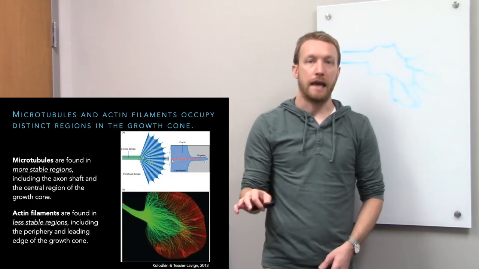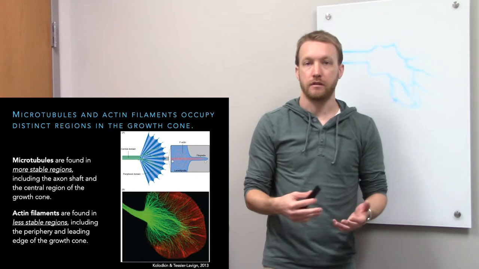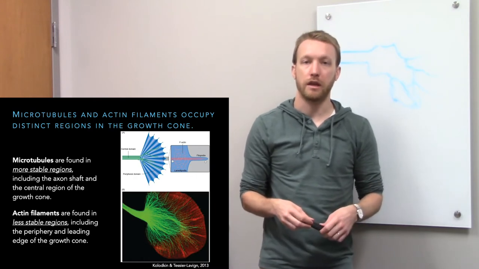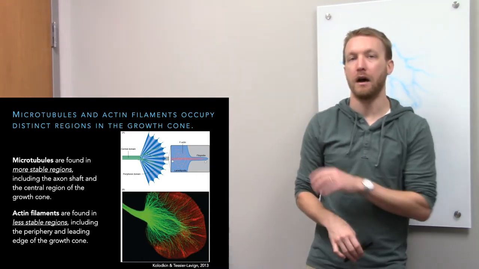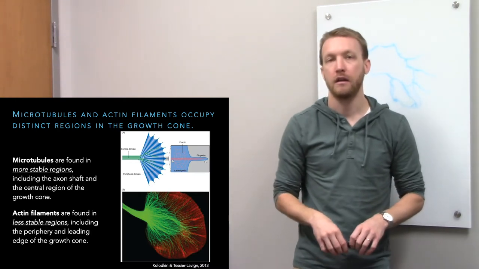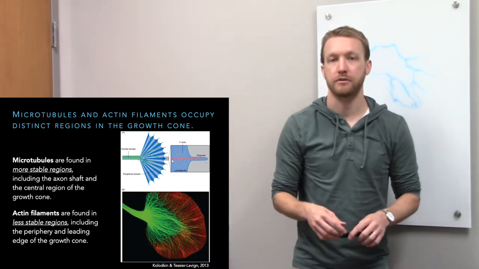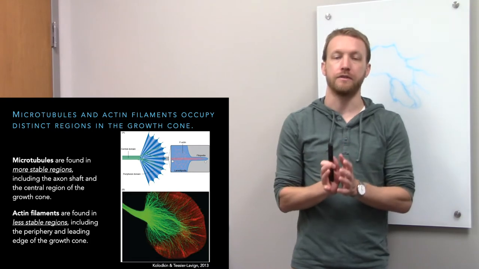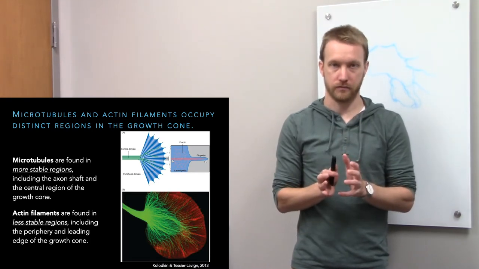Here we can actually see the actin and microtubules in their kind of typical locations in the growth cone. If you look on the bottom of the image there, actin is in red, tubulin, or the microtubules, are in green. They are near the center. This is a more stable portion of the growth cone.